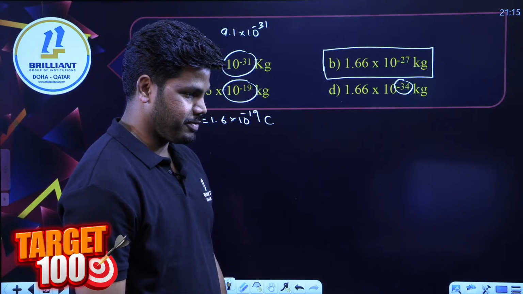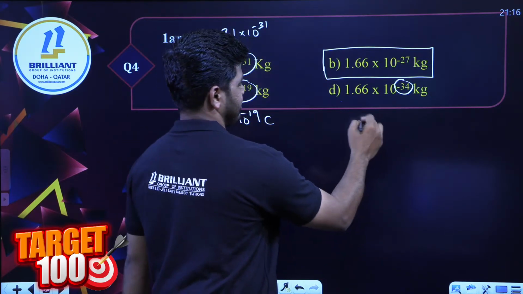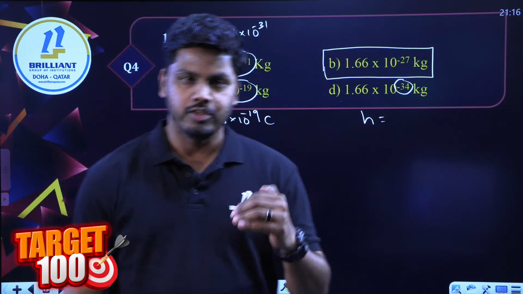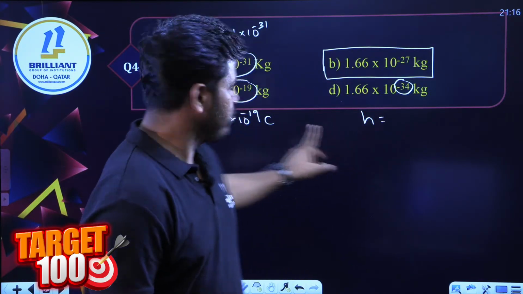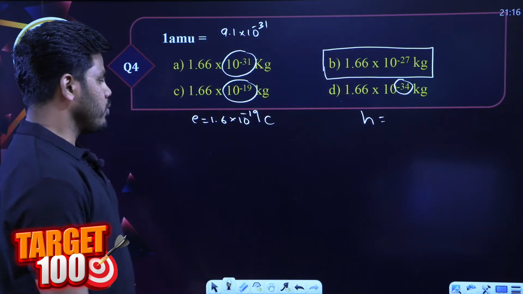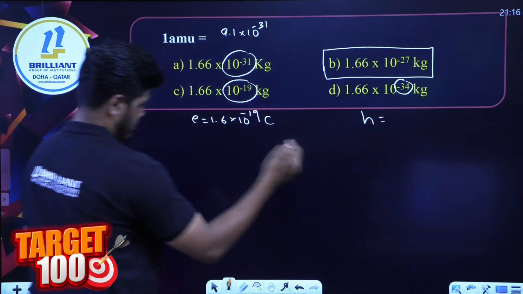10 raised to minus 34. Yes, exactly. Planck's constant, H. We know 6.6 into 10 raised to minus 34 joule second. That was the Planck's constant. So all these powers we are familiar with, so don't be confused. And 1 atomic mass unit, that also we require for the upcoming questions.